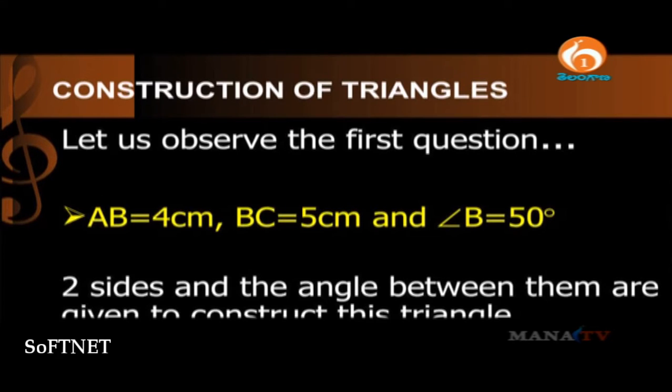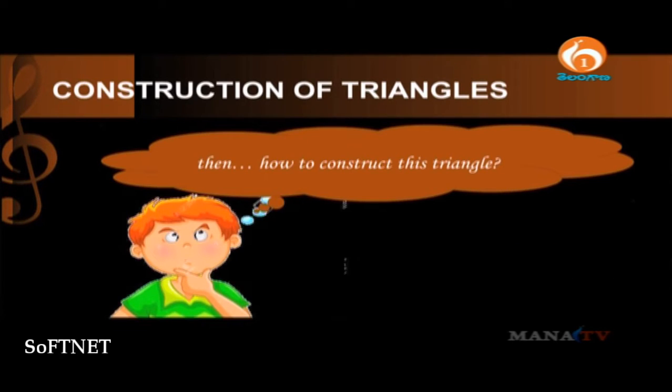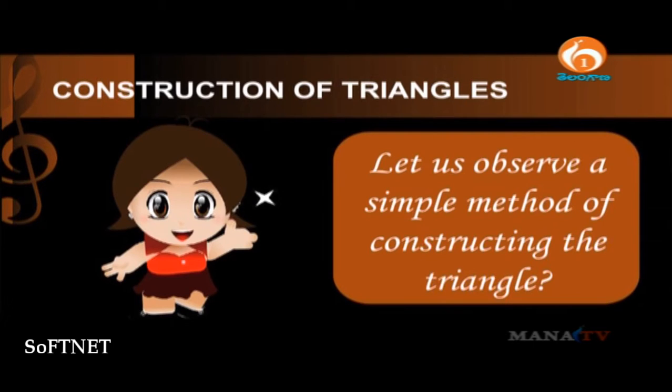Let us observe the first question, that is AB is equal to 4 centimeters, BC is equal to 5 centimeters and angle B is equal to 50 degrees. And as we have discussed earlier, the condition is that two sides and the angle between them are given to construct this triangle. Then let us know how to construct this triangle. But how to construct this triangle? Let us observe a simple method of constructing this triangle.